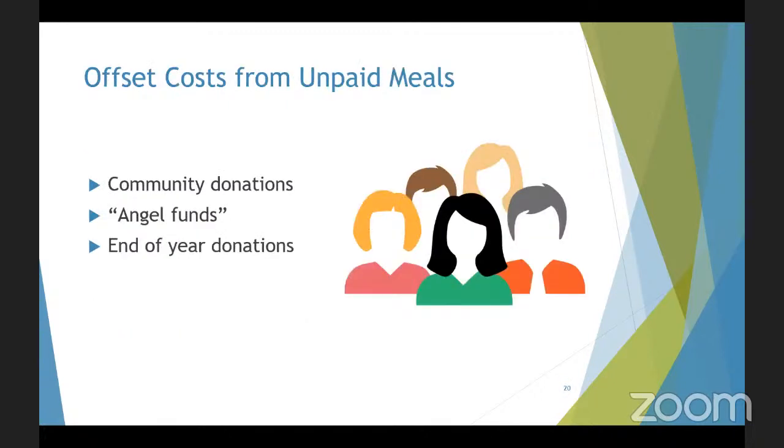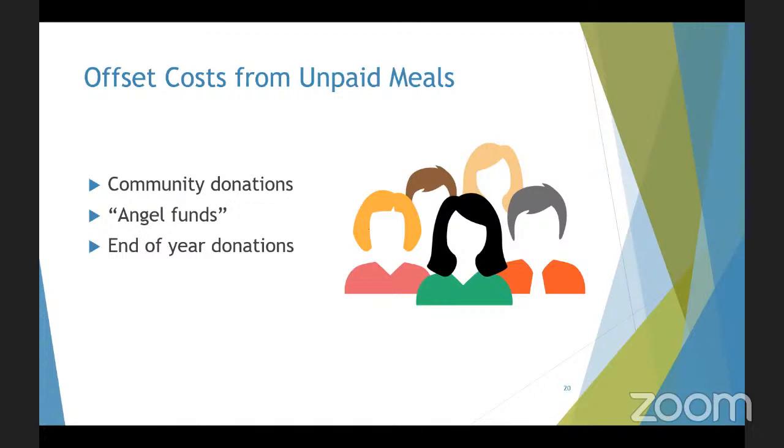Offset cost from unpaid meals. The last strategy we'll share is to find an alternative funding source to offset costs incurred from unpaid meals. Depending on the circumstances at your school, the funding strategy will look different. Here are a few options to help kickstart your brainstorming.